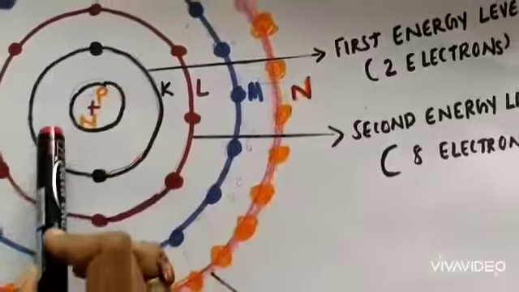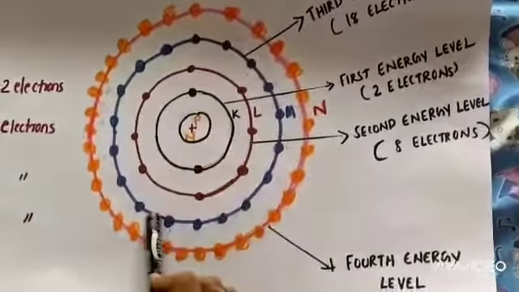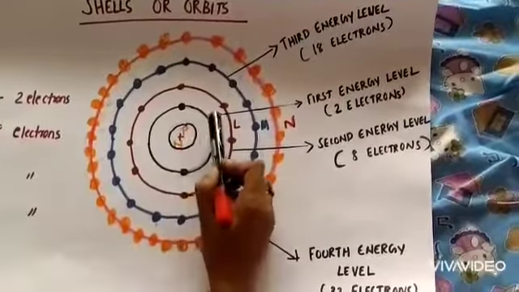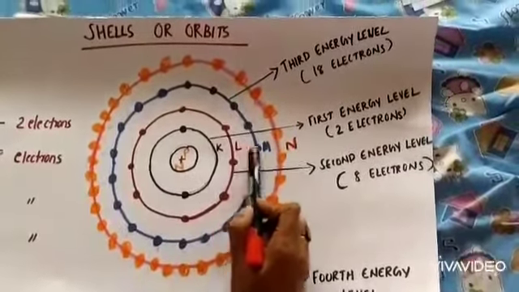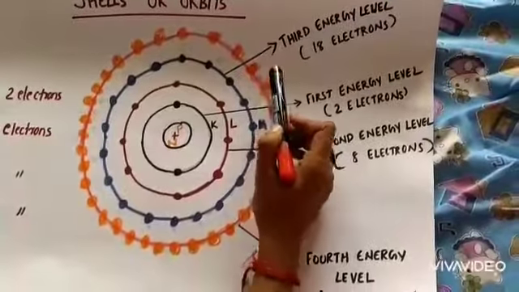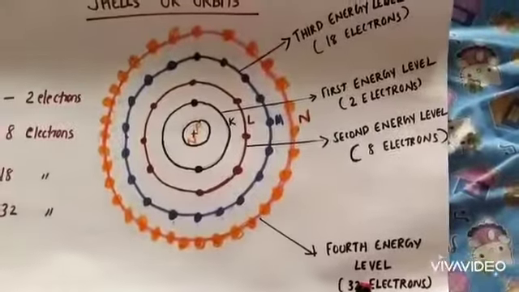Around the nucleus, electrons are revolving in shells. It is given by Bohr, that we already saw. The electrons are represented like this. We know that the shells are represented by K, L, M, N. These shells are otherwise known as energy levels. This is the K shell or first energy level. This is the L shell, second energy level. This is the M shell, third energy level, and the last one is the N shell, that is the fourth energy level.